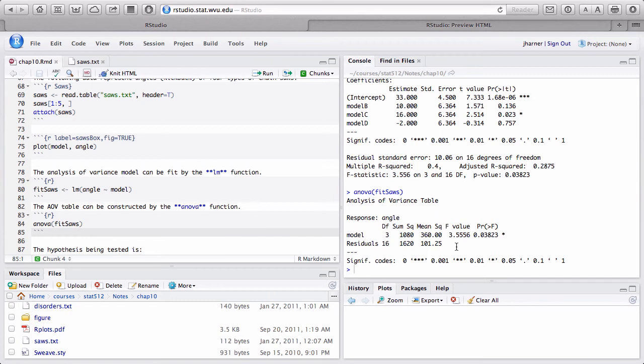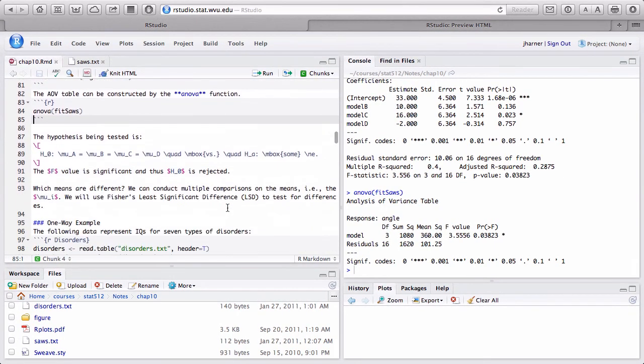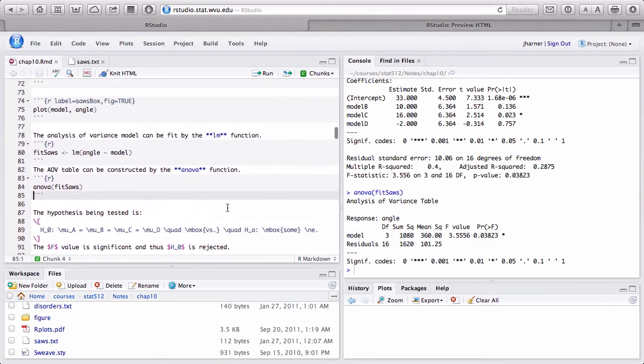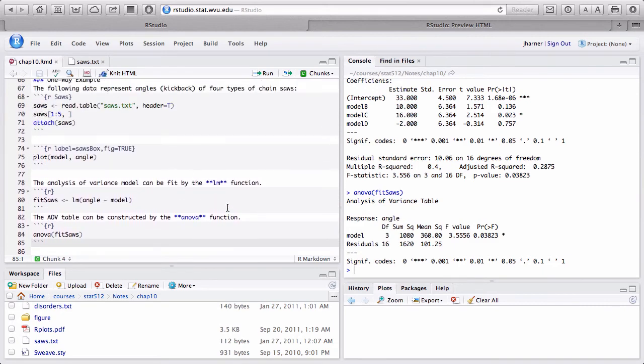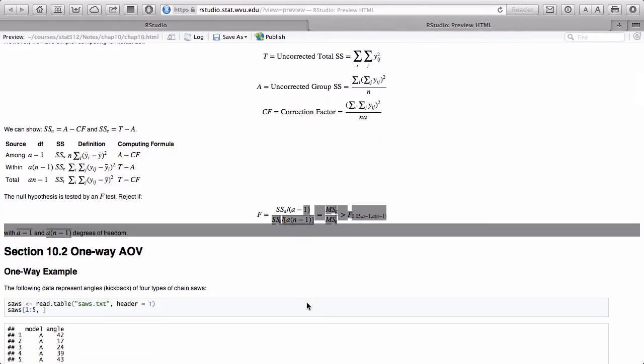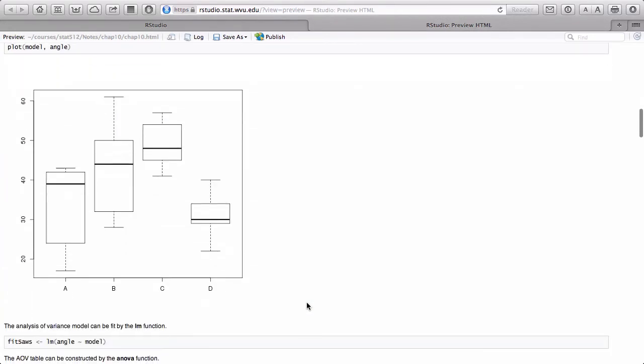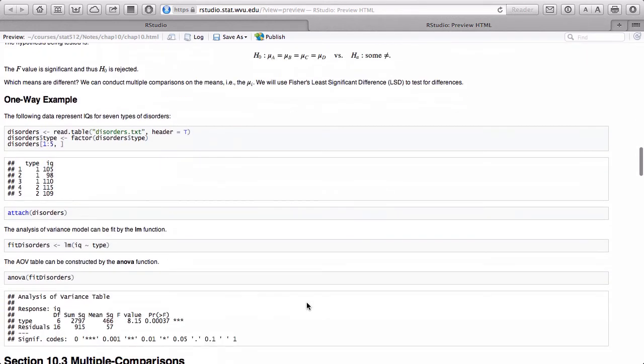And I plan to enhance what's in the book about multiple comparisons, mainly because R makes it possible to enhance. So, at any rate, if you look at the output, what I'm going to do now is look at another example. I think it's seven types, in psychology, it deals with seven types of disorders.